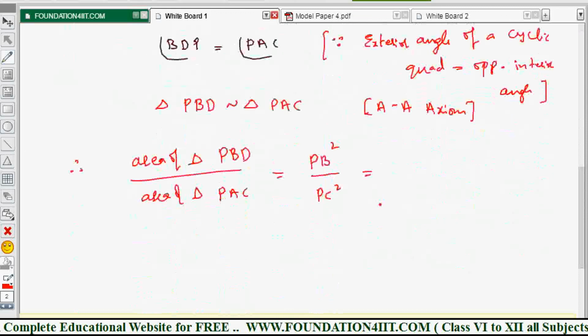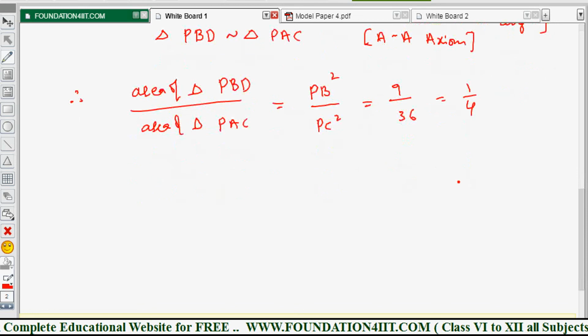Then one is 9, one is 3. P to B is 3, so 3 square is 9. PC is 6, and 6 square is 36. P to C, that is 4 plus 2. Already we got CD as 2, so 4 plus 2 is 6. 6 square is 36. We can cancel this, 1 by 4.